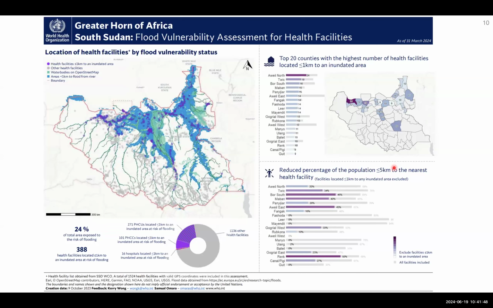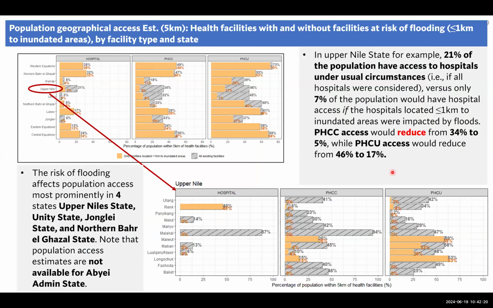And from there, you can see the drop in physical access across the different counties, as shown here. And you see some of them going from, for example, Rank, where there is a refugee response right now happening, that will drop to 50%. And others like Well North will drop from 69% when there is no flooding to 20% when these facilities are impacted.